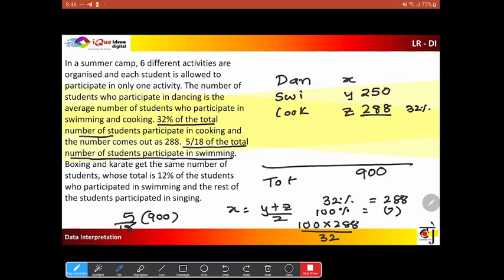So now we also know that swimming is 250 and cooking is 288. So 250 plus 288 divided by 2, we get the number of dancing students, which comes out to 269.